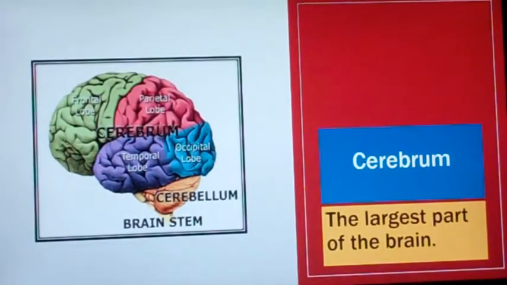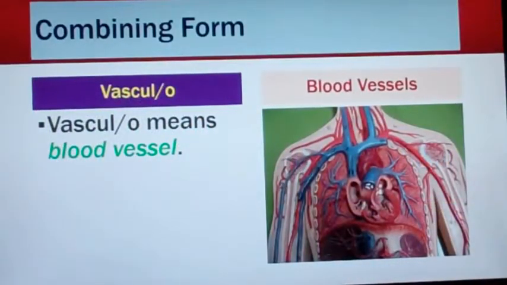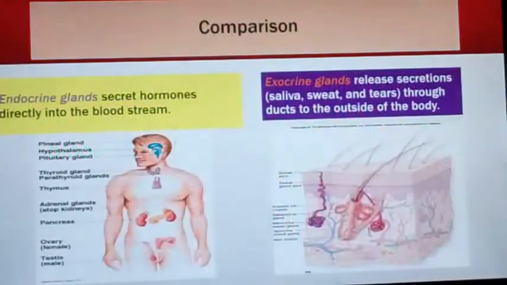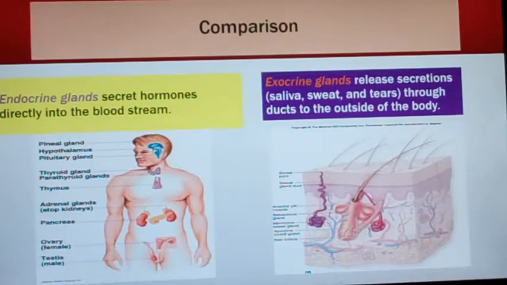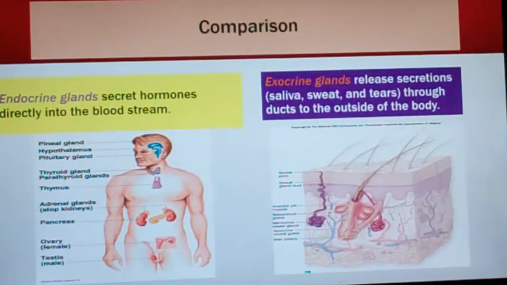Cerebrum, the largest part of the brain. Combining form, vasculo. Vasculo means blood vessel. Comparison. Endocrine glands secrete hormones directly into the bloodstream. Exocrine glands release secretions like saliva, sweat, and tears through ducts to the outside of the body.